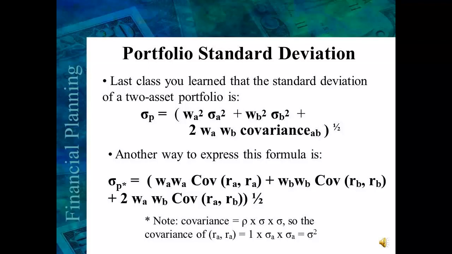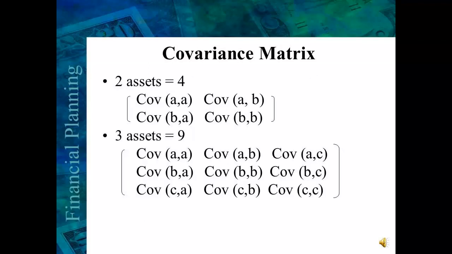To understand that, let's look at the covariance matrix. The standard deviation of a portfolio reflects the weighted risk of each portfolio holding and the way each asset moves relative to every other asset in the portfolio. The covariance matrix helps you visualize what this means.